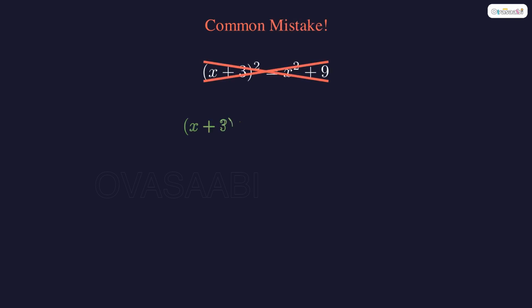Common mistake. Students write x plus 3 squared equals x squared plus 9, forgetting the middle term. You must include 2ab. The correct answer is x squared plus 6x plus 9.